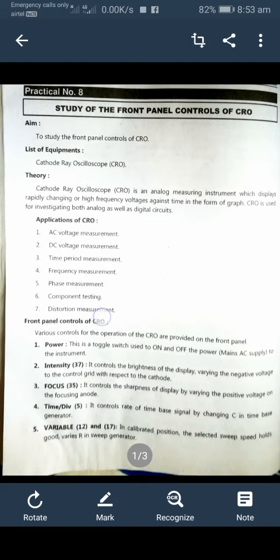Theory: cathode ray oscilloscope is an analog measuring instrument which displays rapidly changing or high frequency voltages against time in the form of a graph. CRO is used for investigating both analog as well as digital circuits.